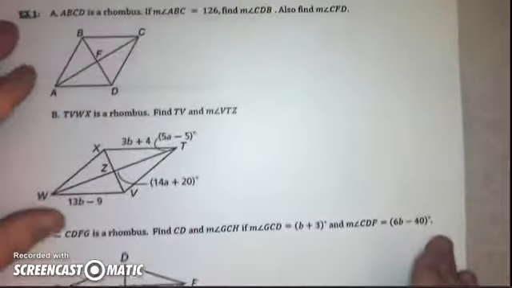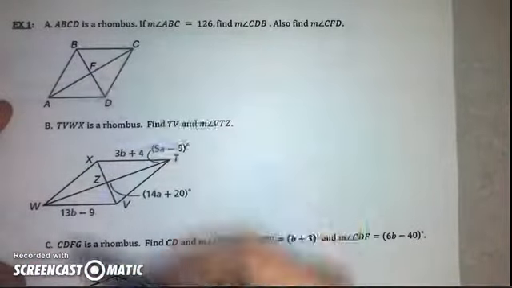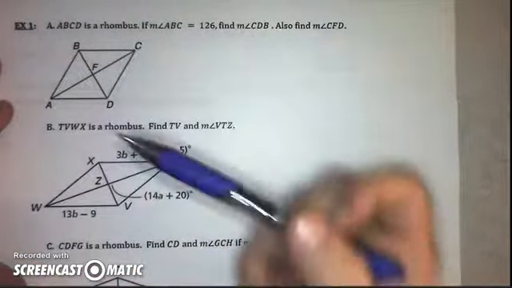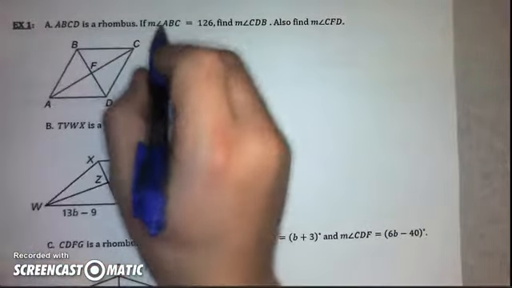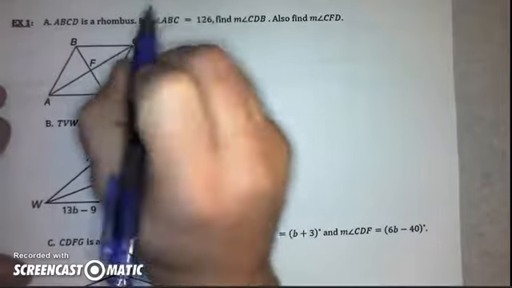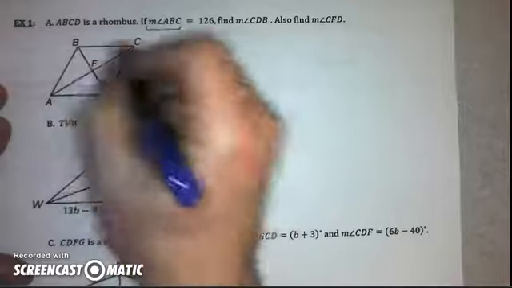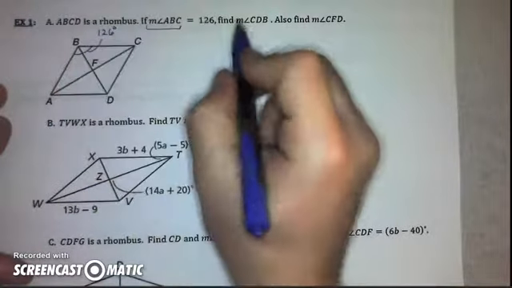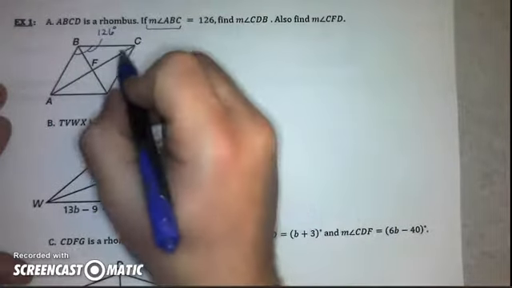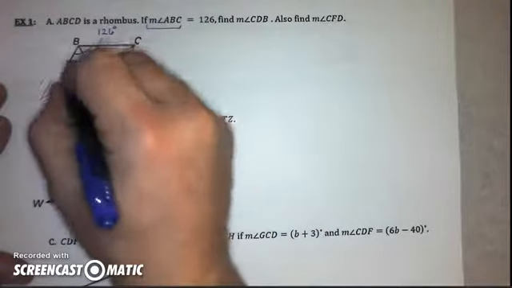Okay, so we're going to do some problem solving here and try and figure out some information based on what we are given. In each of these examples, we are given a rhombus. In part A, we have ABCD that is a rhombus, and we're given this information. We're given an angle measure. If the measure of angle ABC, so this entire angle measure, is 126 degrees, we're to find the measure of angle CDB.